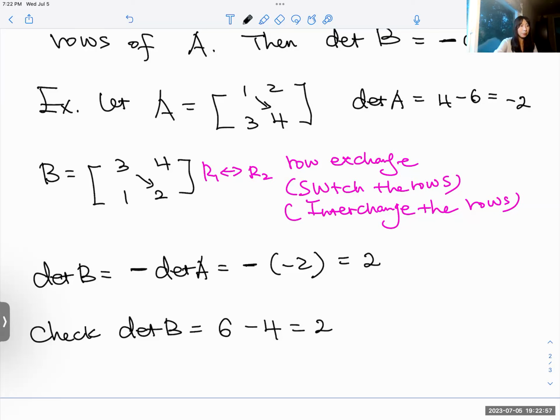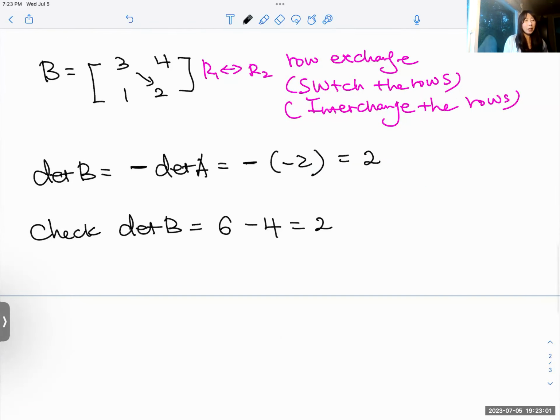Okay, now we have multiplying a row by a scalar.